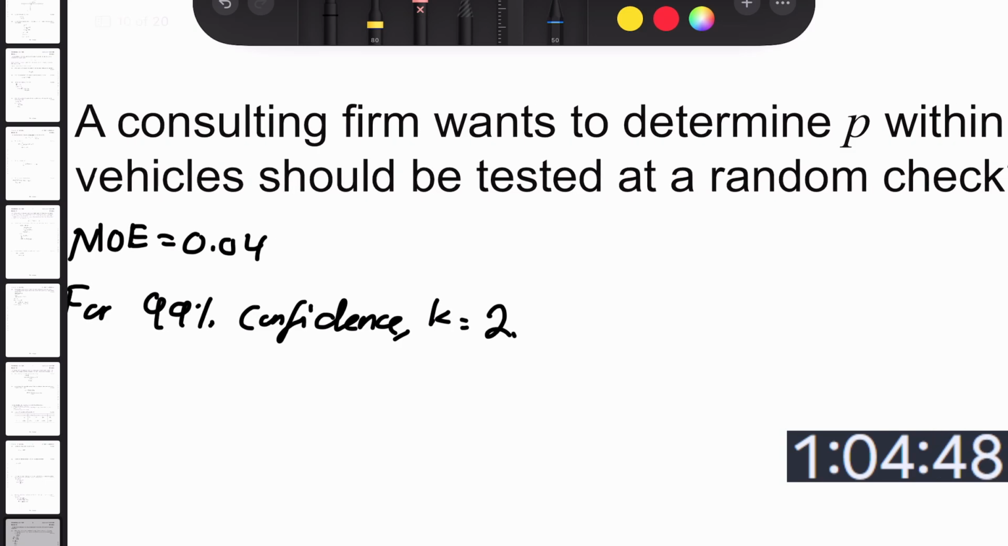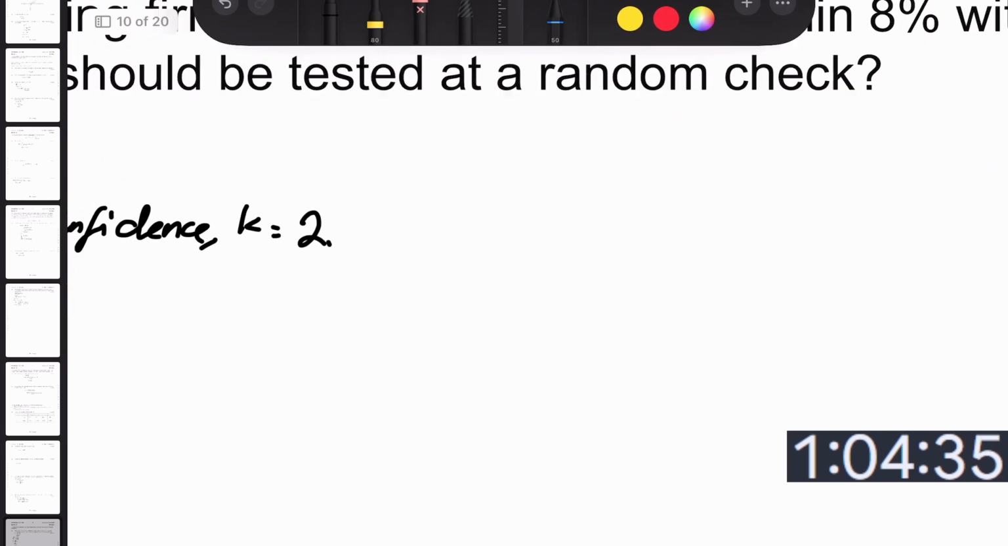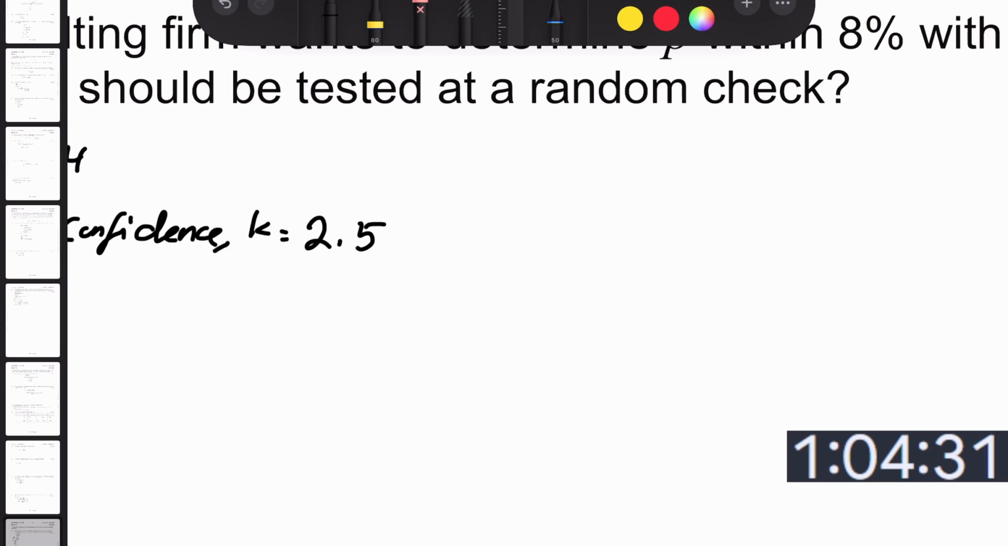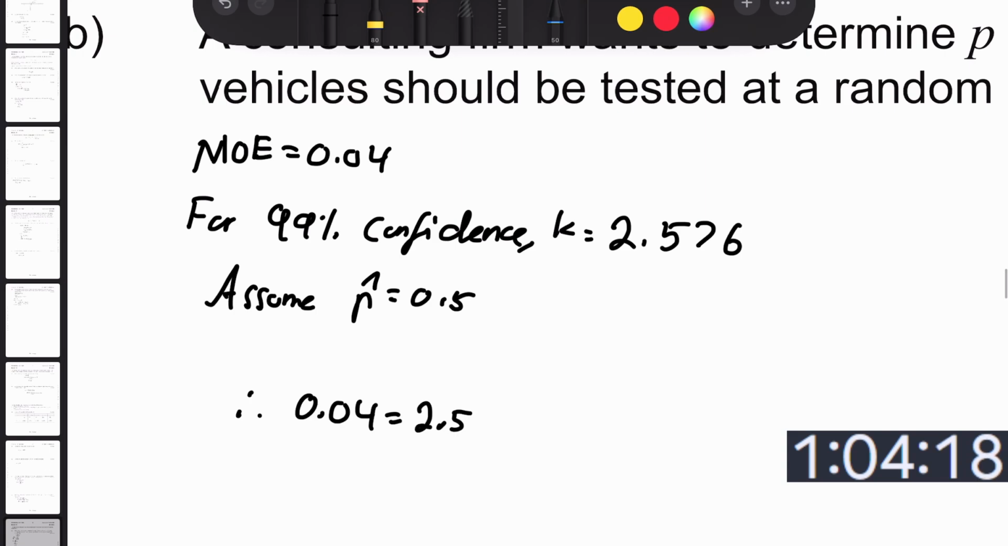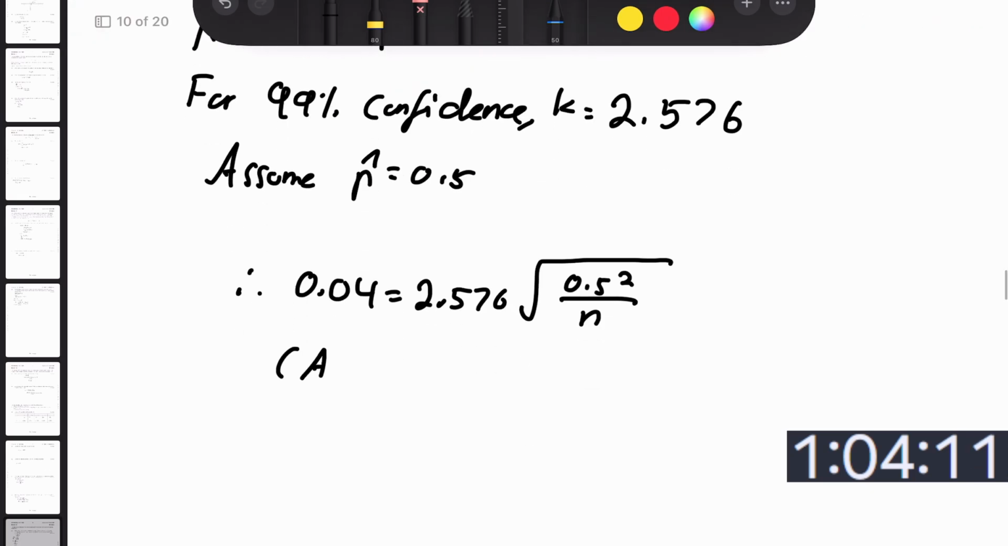What is it? Well, I can't remember. Let's do normal CDF of minus x to x equals 0.99. That gives 2.576. Assume P hat equals 0.5, therefore 0.04 equals 2.576 times the square root of 0.5 squared over n, and solve for n.